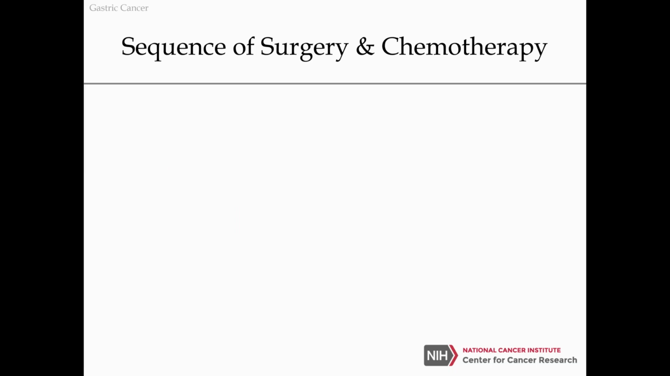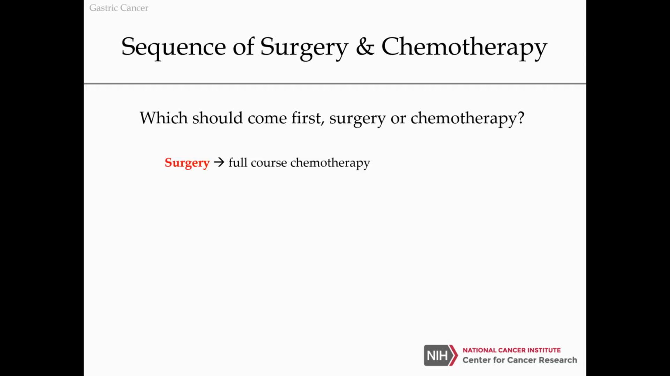The next thing to understand is the sequence of surgery and chemotherapy, meaning which should come first, surgery or chemotherapy? Well, you could do surgery first, and then you have to follow up with a full course of chemotherapy, especially for patients diagnosed in that middle stage. But this isn't the standard in the United States.